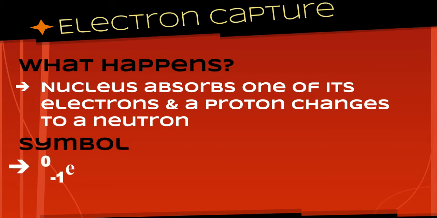The symbol for this is the same as the symbol for a beta particle. Because it's talking about an electron, it has no mass, and it does have that -1 charge. So the symbol will remain the same, but we're going to see how, even though they contain the same symbol, it's still going to look different. You'll still be able to identify it in a nuclear reaction.